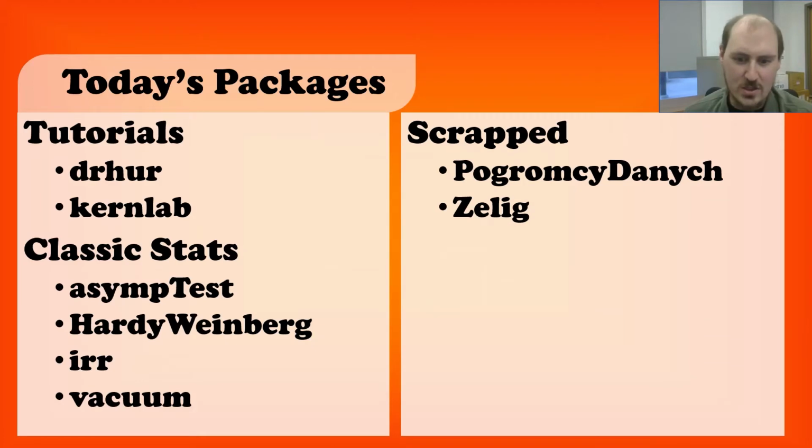So today's packages will include a set of tutorials, dhur and Kern Lab, as well as some classic stats: Asymp Test, Hardy-Weinberg, IRR, and vacuum. Now a couple things that we are crossing out here is Pogromcy Daniec, I think it's Polish, and then Zelig. I had those slated, but it turns out this first one, rather than being a tutorial, is mostly just datasets, and Zelig is no longer available. It was removed from the CRAN repository. With that paperwork out of the way, let's get started.